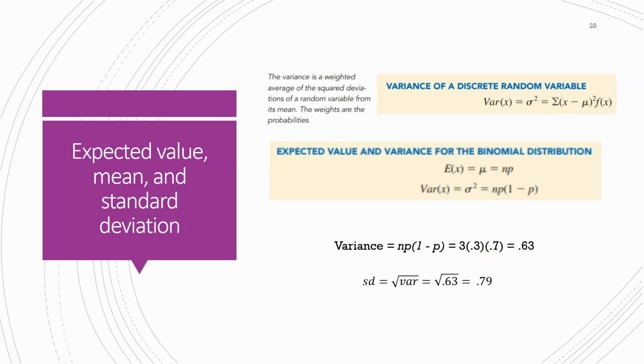So now we know what the average, the expected value of the discrete random variable, the binomial distribution, is, as well as the standard deviation and the variance.